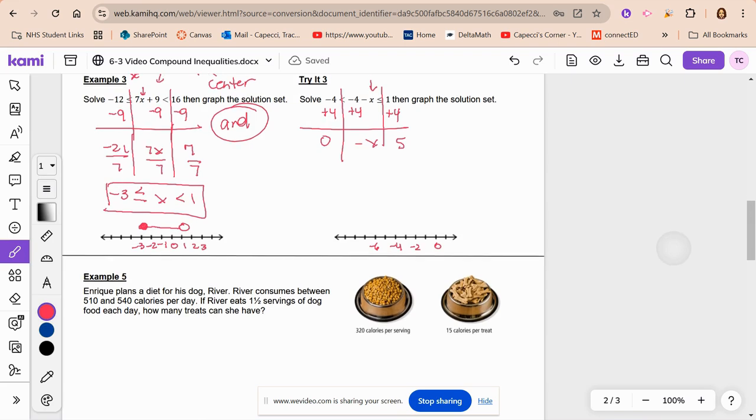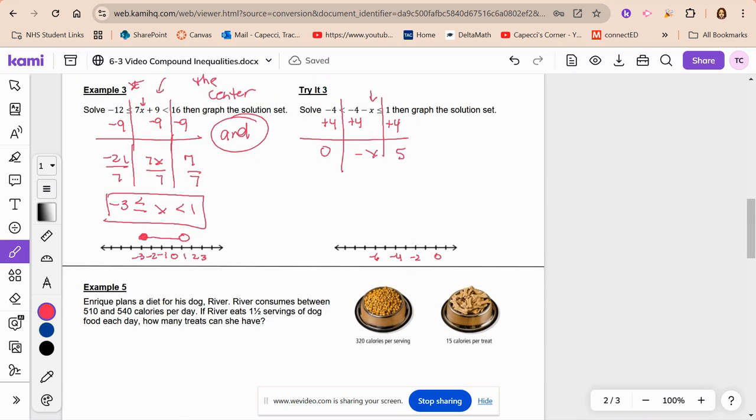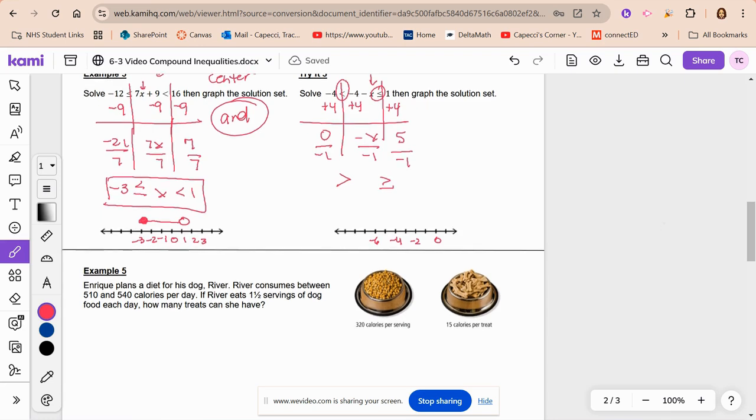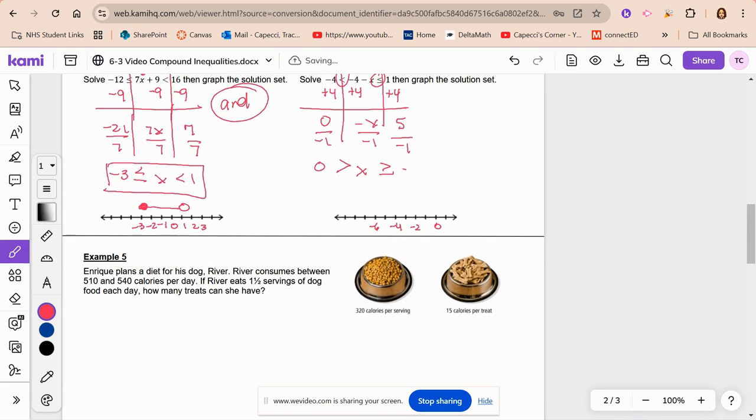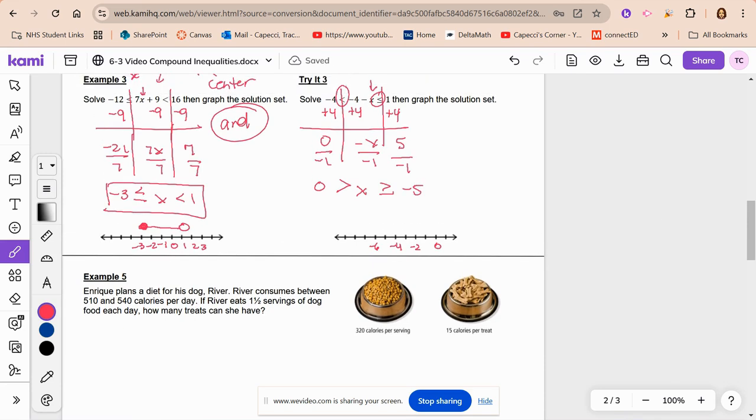Okay, now I don't want -x in the center. I want x. So I'm going to divide everything by -1. Now remember, when we divide by a negative number, we change the direction of the sign. So before I do anything, I'm going to look back to my original problem, and I'm going to change the direction of the sign. Okay, 0 divided by -1 is 0. That's going to give me x in the center, which is what I want. And I have a -5 over here.